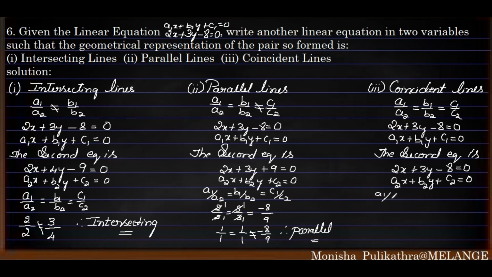Next we take the ratio: a1 by a2 equals b1 by b2 equals c1 by c2. So a1 by a2 is 2 by 2, b1 by b2 is 3 by 3, c1 by c2 is minus 8 by minus 8. Two ones are 1, three ones are 1, the minus signs cancel, eight ones are 1. So it is 1 = 1 = 1. Therefore, if a1 by a2, b1 by b2, c1 by c2 are all equal, then the lines are coincident. So it satisfies the rule of coincidence. I hope you understood this.